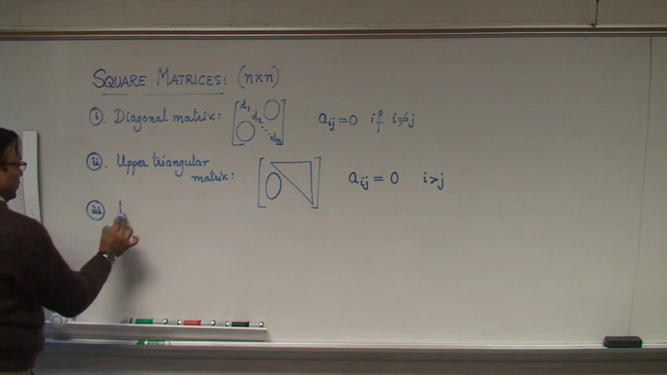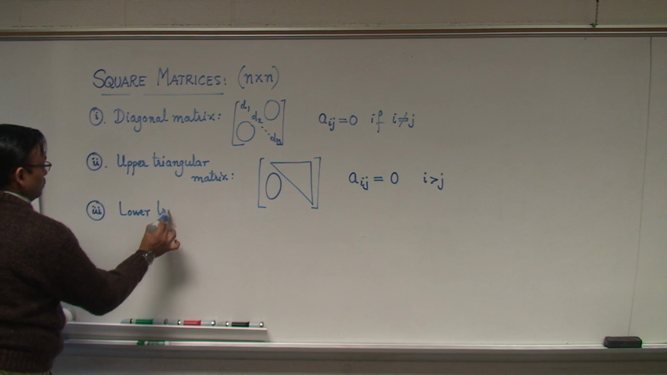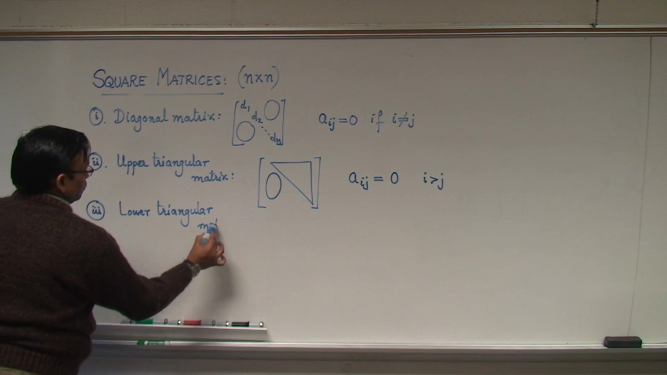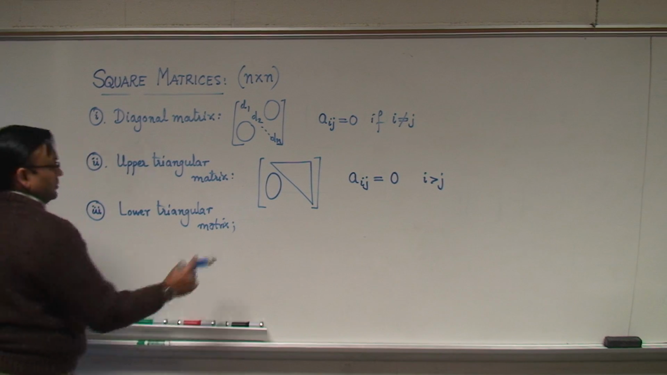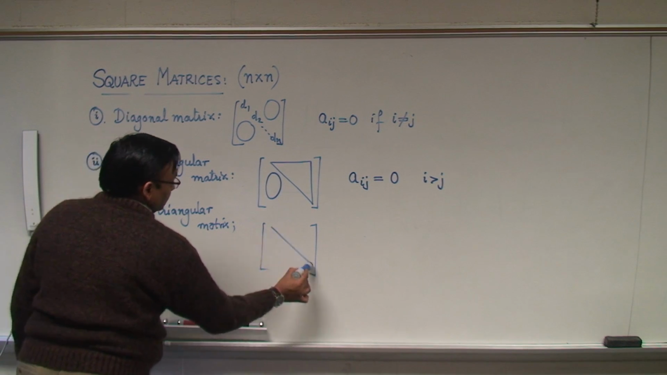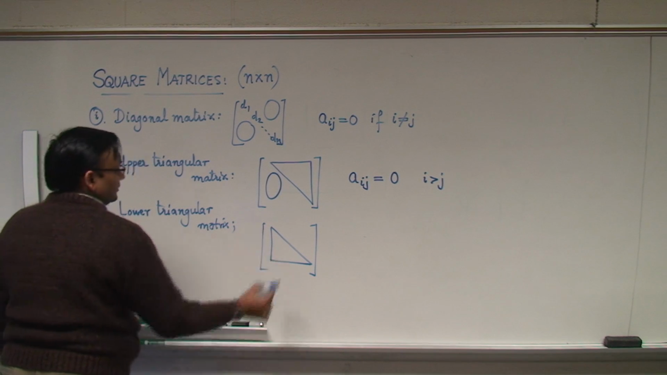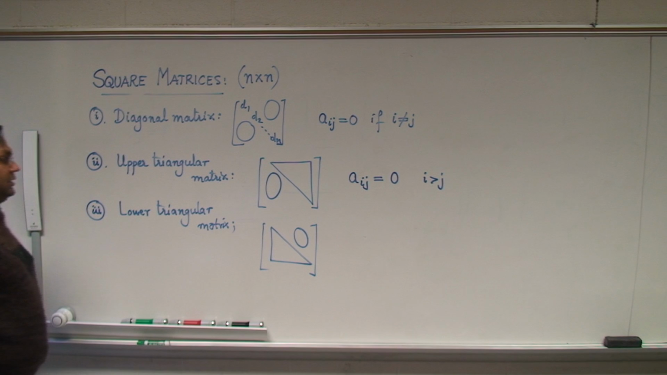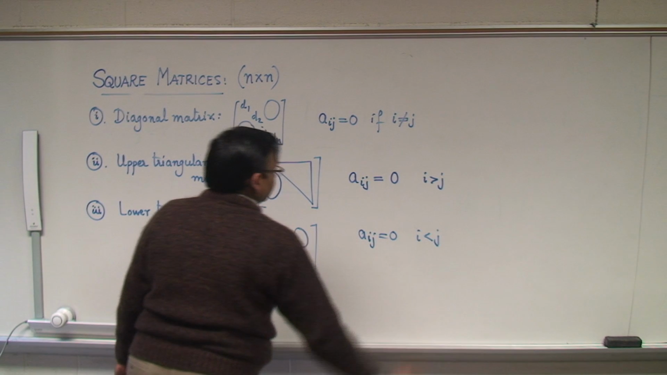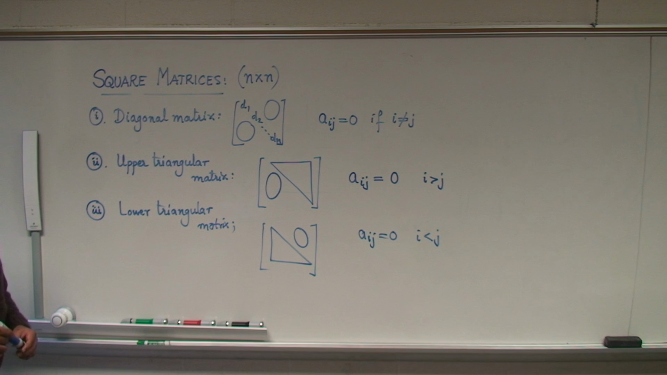Likewise, we have the lower triangular matrix. As you can guess, the lower end of the matrix could be anything, but the upper end of the matrix above the diagonal should all be zero. So in this case, we say that Aij is 0 whenever i is less than j. So these are some special matrices. They will have their own usefulness as we go along.